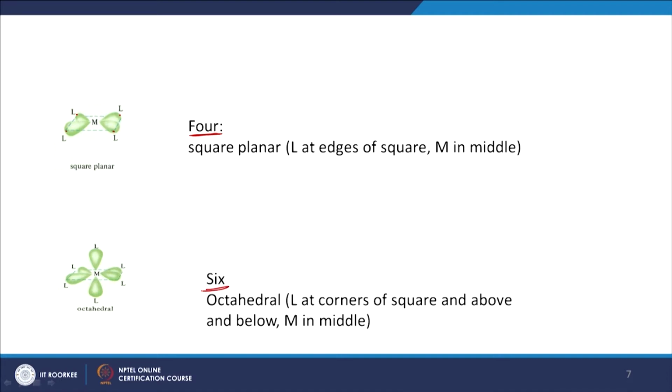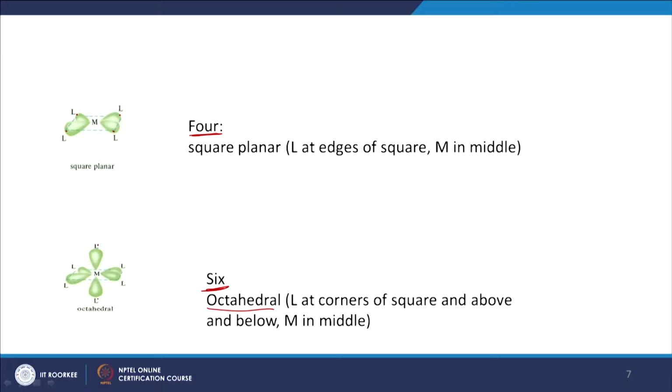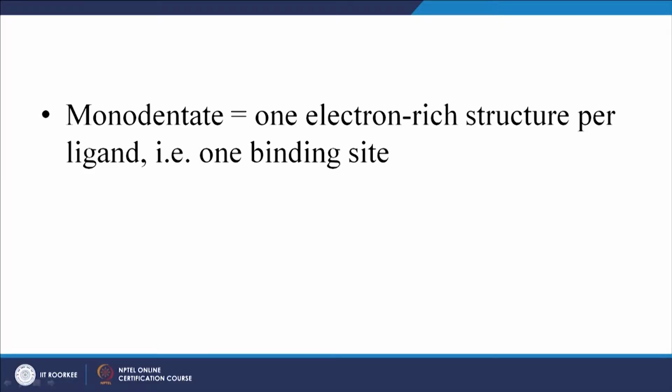And for 6, we usually have an octahedral shape, with 4 ligands in one plane and the other 2 ligands, one above and one below. So again, what is the coordination number? The number of ligands per central atom, and the central atom is the electron poor compound in your particular complex. We usually come across complexes with coordination numbers of 2, 4 or 6. So let us move on and look at what else we have here.